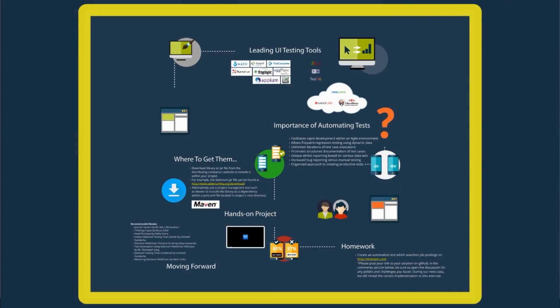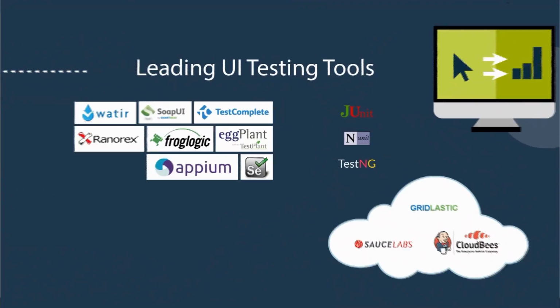The topic of today's lesson is going to be leading UI testing tools. After watching this video, not only will you know the leading UI testing tools, but also the importance of automating tests, where to get the needed libraries to create these automated tests, and an overview of a hands-on project. We'll be looking at an actual test which searches Craigslist for a set of keywords, followed by some recommendations for continued learning, and closing with your homework assignments. Let's go and get started by looking at the leading UI testing tools.